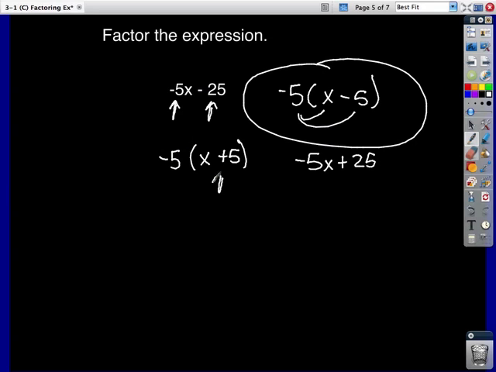So be careful with what sign you end up putting in the parentheses, because whatever it is, you need to get the original thing when you factor. You're not changing the value of the expression. You're just writing it in a different way. That's what factoring means.